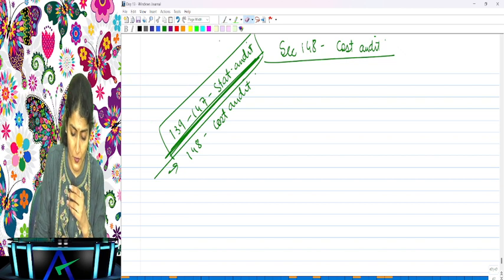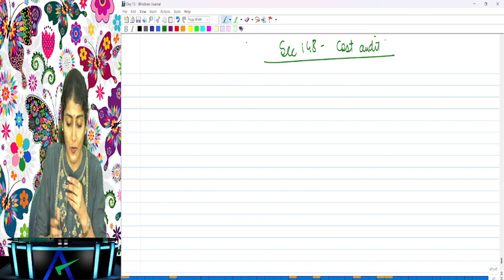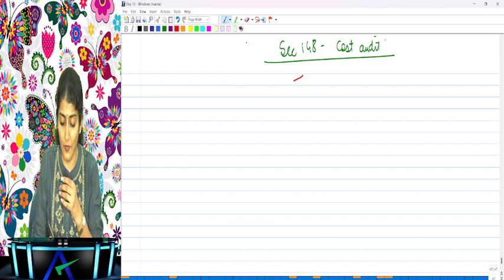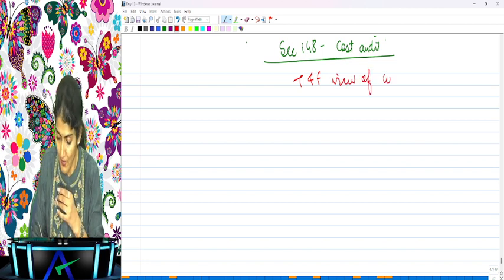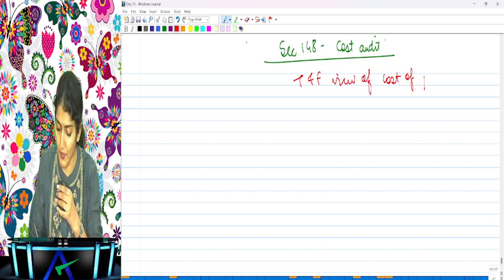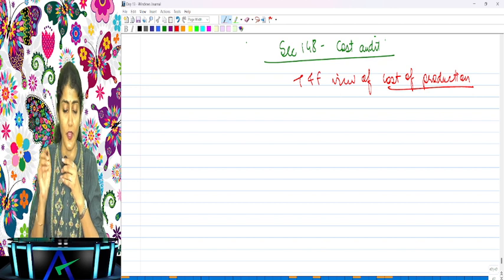So now coming to section 148, which is regarding the cost audit. What does it say? The cost auditor has to express an opinion on the true and fair view of the cost of production, the cost of sales, and the profits of the company, right?